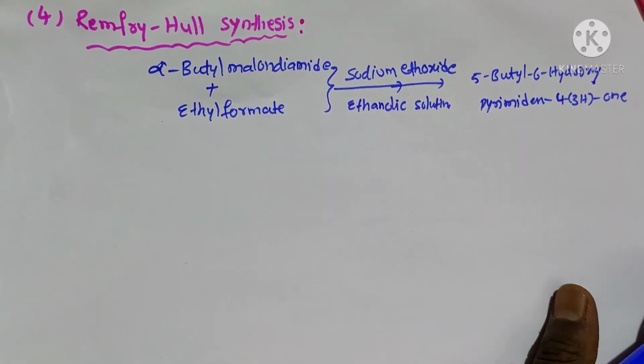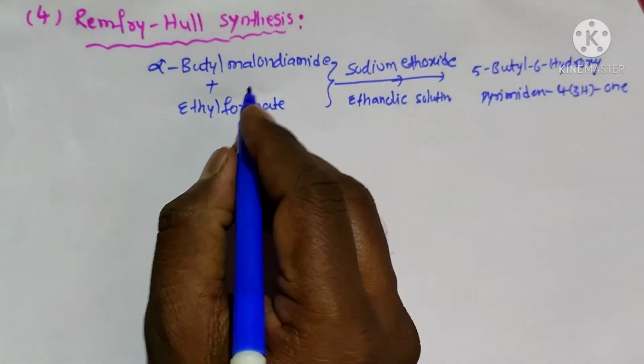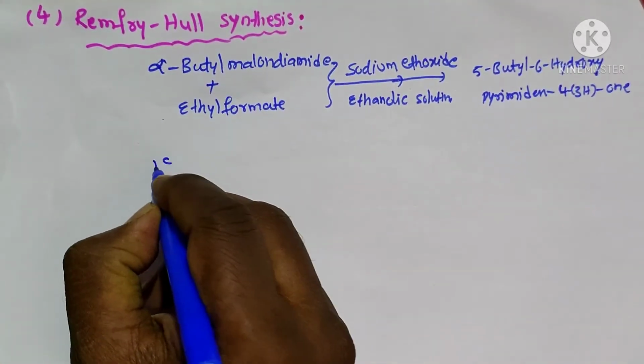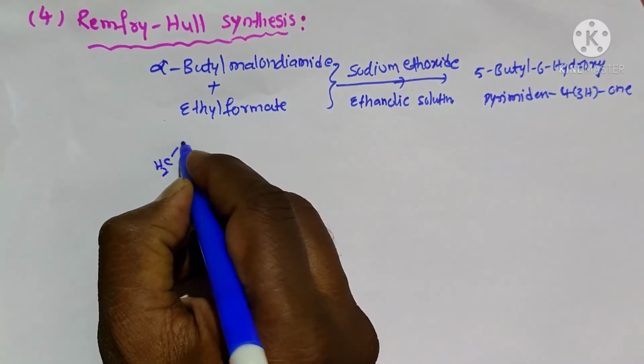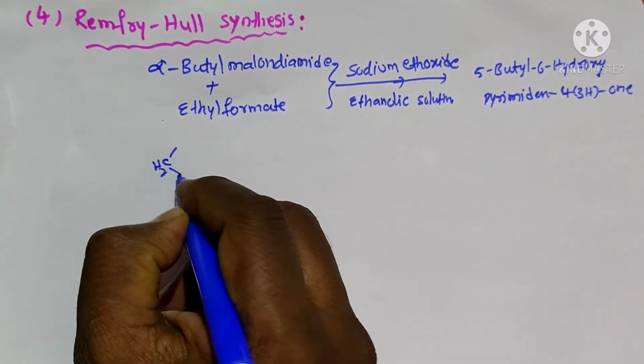Now we take the reaction looking at malonic acid, that is CH2 C double bond CH2 COH.